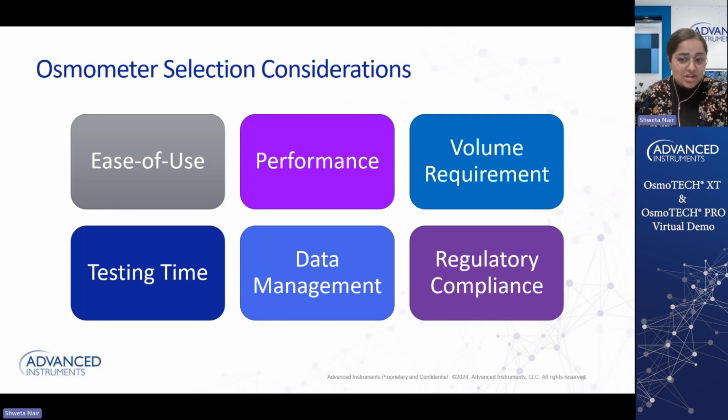Now, when it comes to selection of an osmometer for your lab, there are some features that you may consider, and these have been listed here in no specific order. Is the testing process simple? Is the device easy to use? Is the instrument accurate and reliable? How much volume would you have to dedicate for testing of osmolality compared to the other analytical parameters you may have in your workflow? How long does this test take before you're able to receive the data and analyze the information? How do we record the data that's generated?